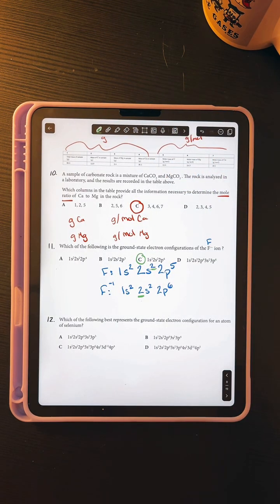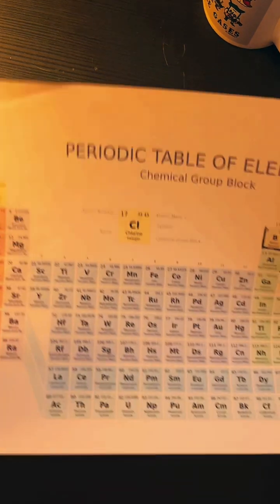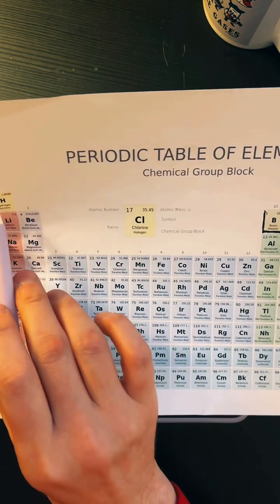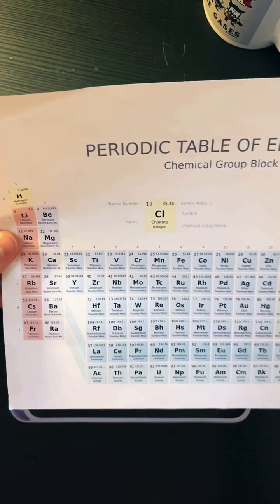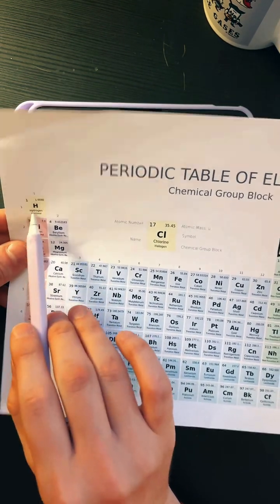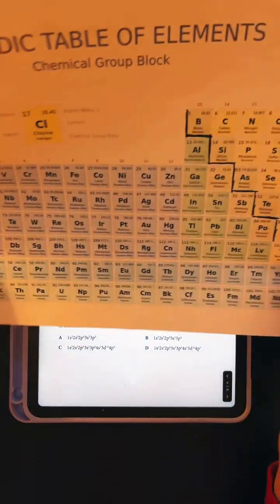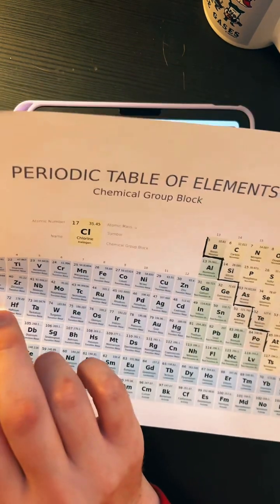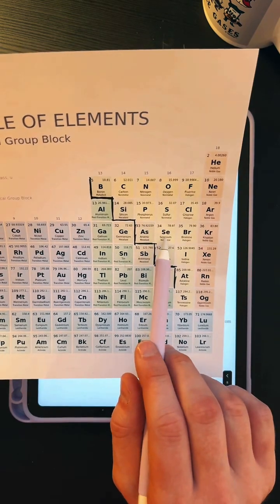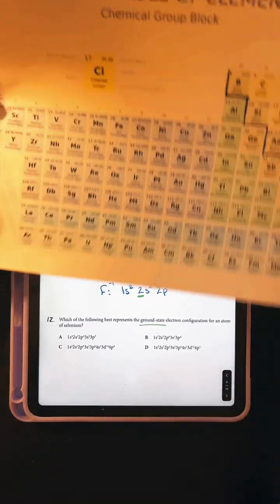Let's go on to number 12, which is asking us to figure out the ground state electron configuration for an atom of selenium. So we'll do the same exact process, right? Going from top left over. We read a book left to right and top to bottom, at least in the English language. So we always start with hydrogen, and we're just going to work our way across, going down. Selenium is all the way over here, so we need to go from hydrogen all the way down to selenium. I am going to go a little bit faster on this one.